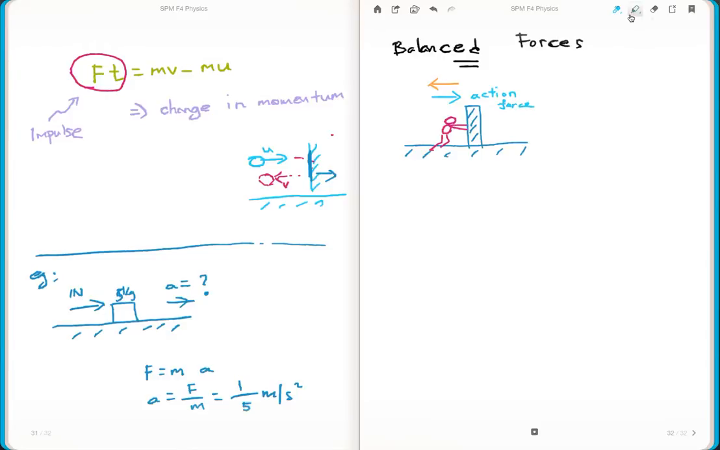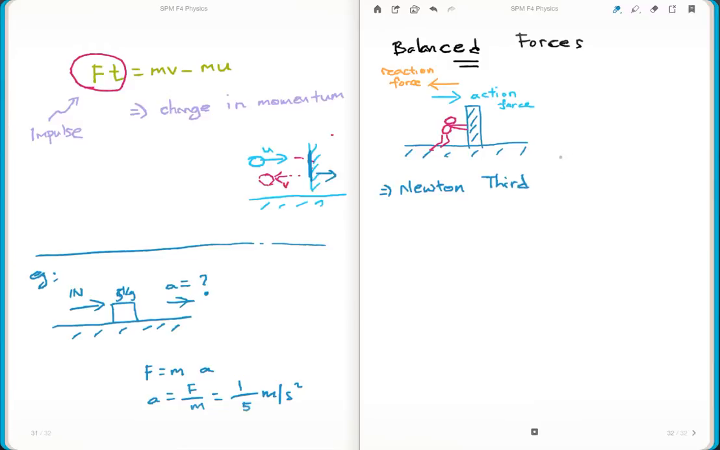What about the yellow one? A beige or orange. And this is called the reaction force. Action and reaction force. Equal and opposite direction. So from balanced force, I want to bring out what Newton's third law says. Okay, that's Newton's third law.